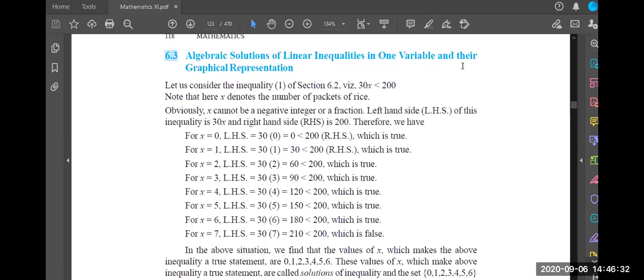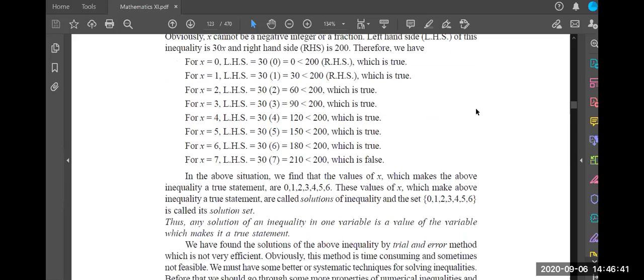Okay, in case of inequalities, we will get intervals. So we will get a solution set. Any solution, see this, it is written over here: any solution of an inequality in one variable is the value of the variable which makes its statement true, right?